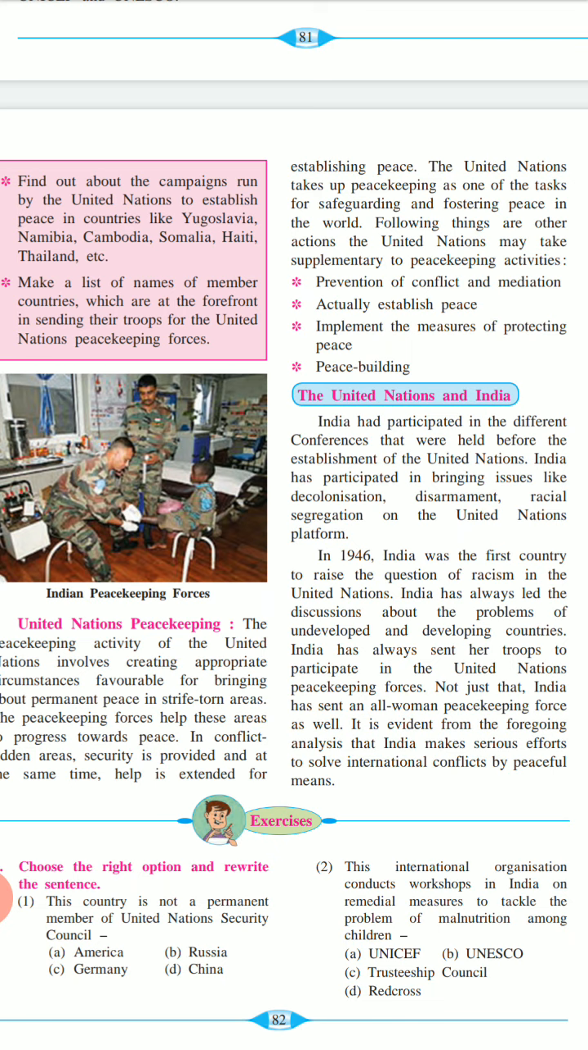The last point, the United Nations and India. So what is the relationship of the United Nations and India? Let's see. India had participated in the different conferences that were held before the establishment of the United Nations. India has participated in bringing issues like decolonization, disarmament, and racial segregation onto the United Nations platform. So, students, India has always given its helping hand in understanding that peace and harmony is a very important part.